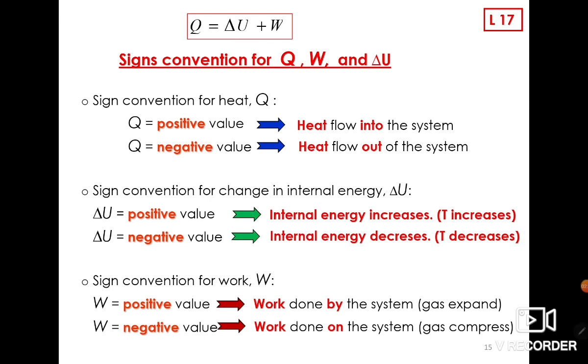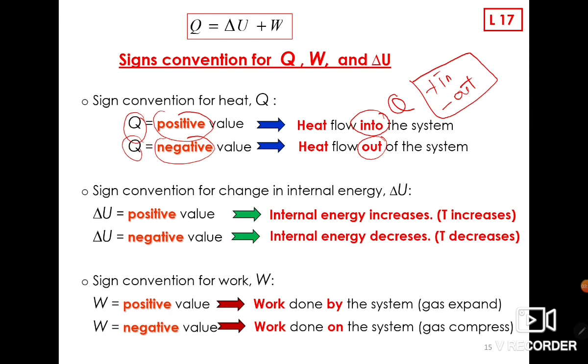So what is the sign convention for Q, W and delta U? Q is positive means heat flows into the system. We add some heat into the system. When Q is negative, the heat flows out of the system. Positive in, negative out. This one is for Q.